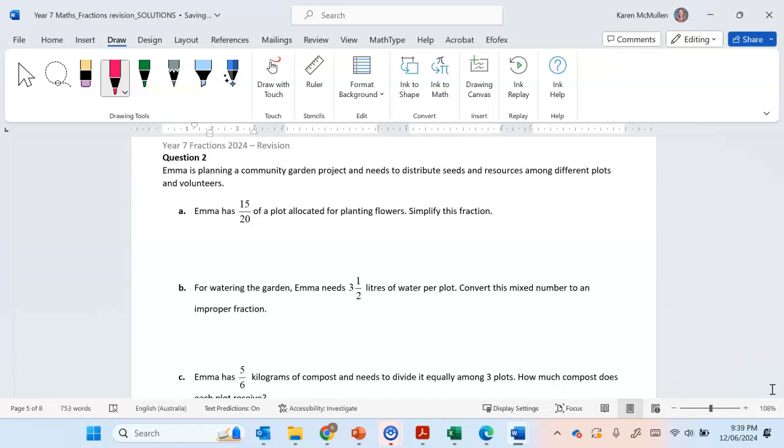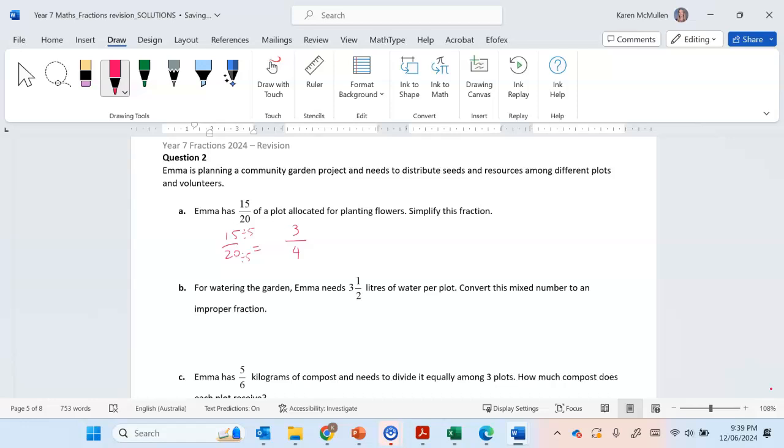Emma is planning a community garden project and needs to distribute seeds and resources among different plots and volunteers. Emma has 15/20 of a plot allocated for planting flowers. Simplify this fraction. So 15/20, looking for the highest common factor. So factors of 15, right? You can do them on the side. The highest is going to be 5. So 15 divided by 5 is 3. 20 divided by 5 is 4. So 15/20 is the same as 3/4.